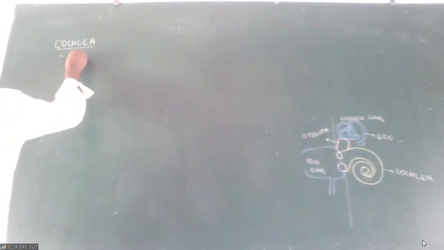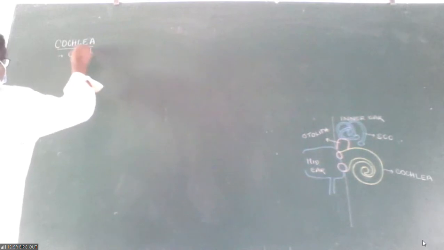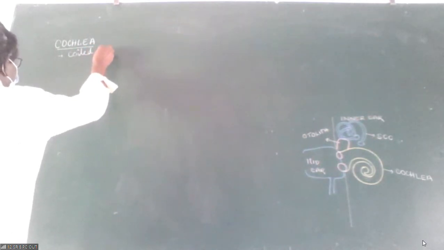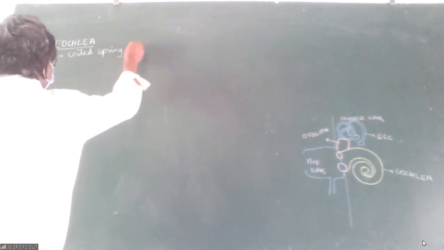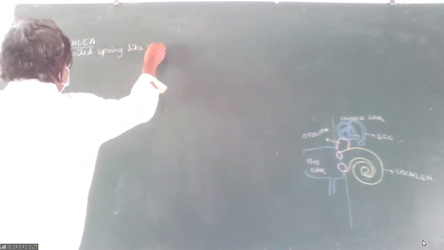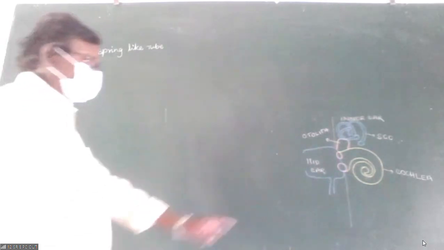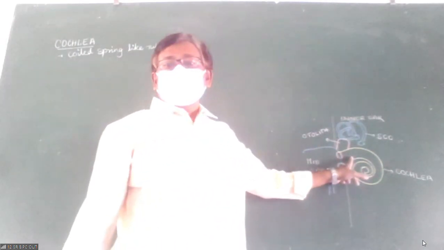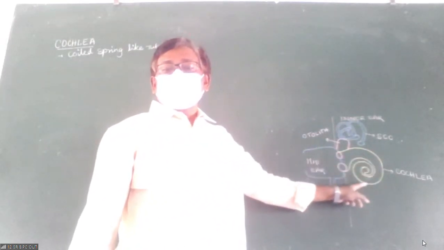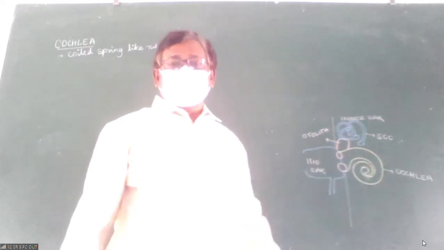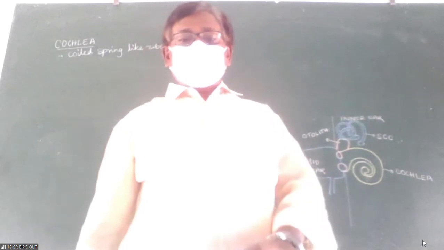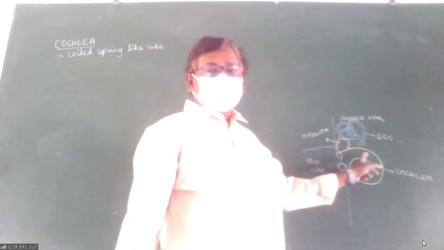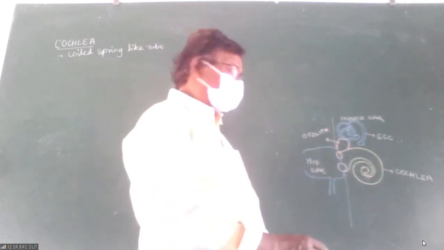And what is cochlea? Cochlea is a coiled spring-like tube. This coiled spring-like tube is called a cochlea. And this cochlea actually consists of both the bony labyrinth as well as the membranous labyrinth.